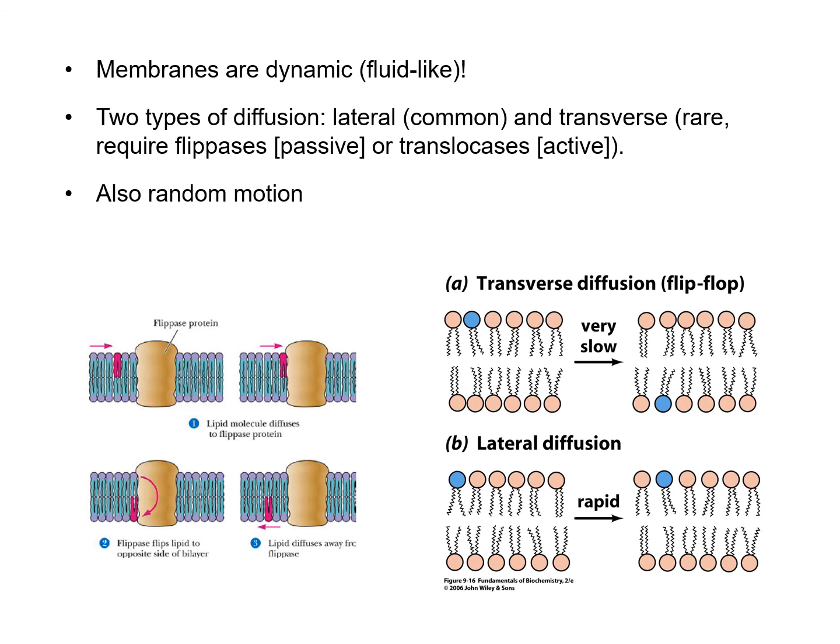In that case, it actually requires some enzymes called flippases or translocases, which are passive and active respectively. And there are also some random motions for the lateral or transverse diffusions, where the transverse diffusion happens really slowly, but the lateral one happens pretty quickly.